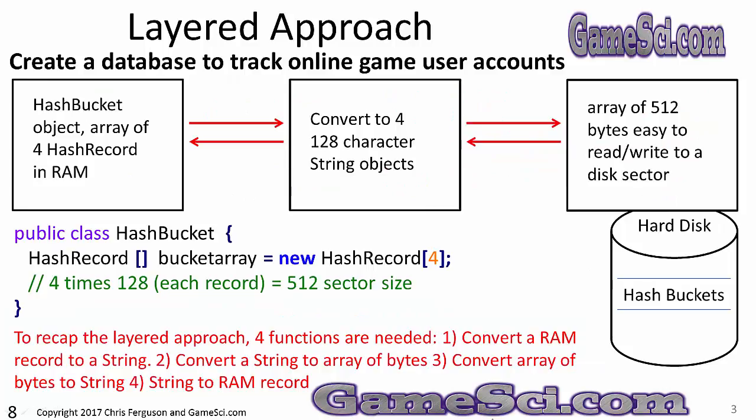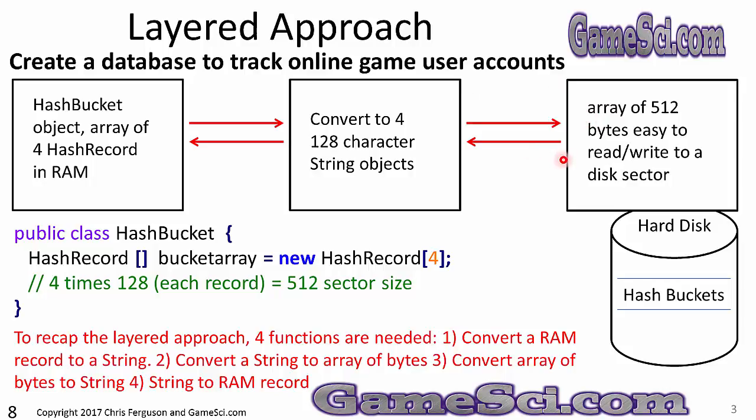To recap the layer approach, we're going to need 4 functions. 1, convert a RAM record to a string. That's this line right here. I've got a hash record in RAM memory. I've got to convert it to a string of 128 characters. Number 2, we need to convert a string to an array of bytes. That's this arrow right here. I have a string of 128 characters. I want to convert it to a byte array of 128 characters.